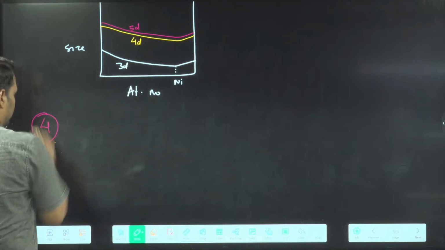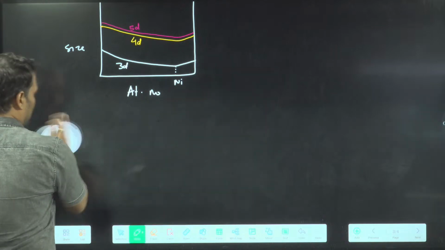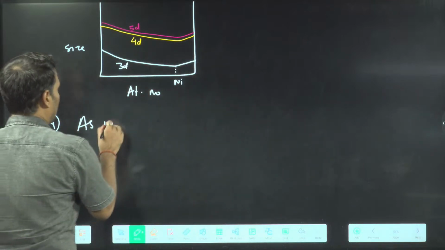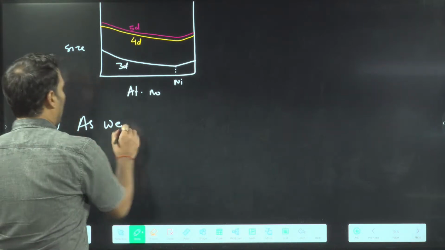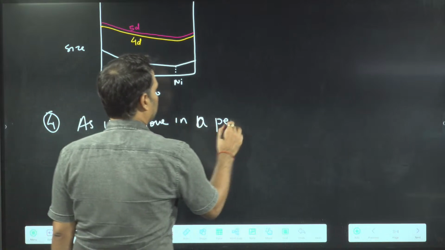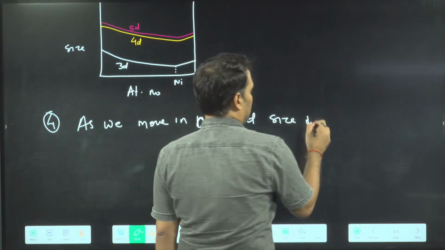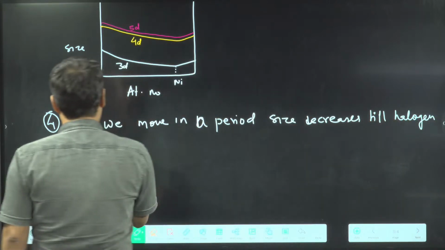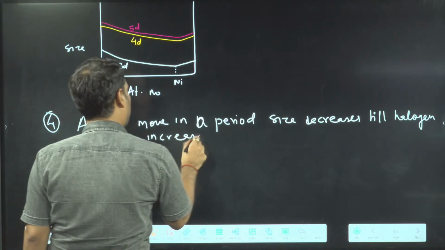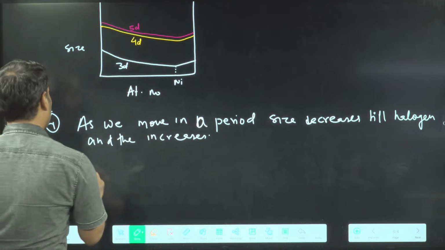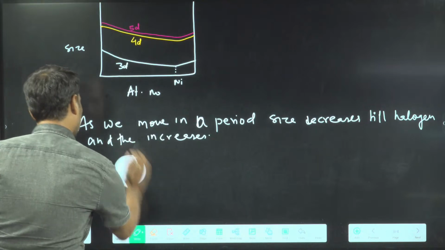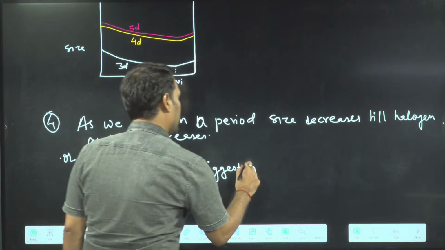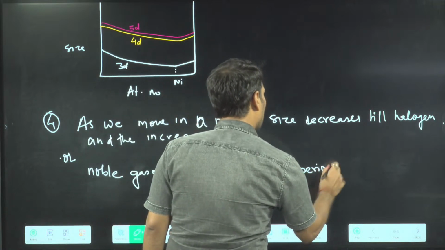Now we will write the last point for today. Now listen carefully. What is this last point? You will find one statement like this. Everyone see this point. Have you read this or not? As we move in a period, size decreases till halogen and then increases. And somewhere this is also written, that noble gases are biggest in their period. Have you heard this statement?